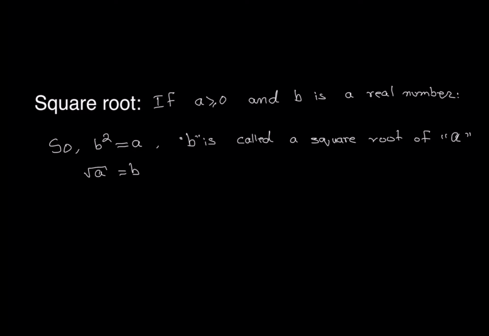In today's session, we'll be talking about square roots. How do we define a square root? If a is greater than or equal to 0 and b is a real number, so b squared is equal to a, then in this case b is a square root of a.